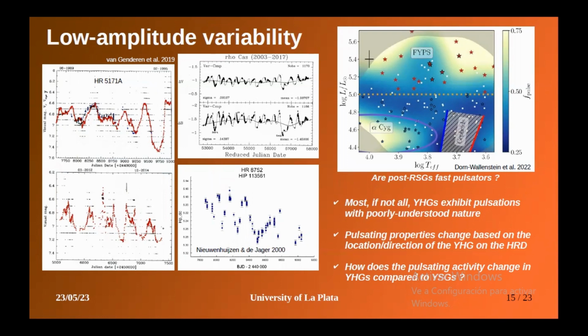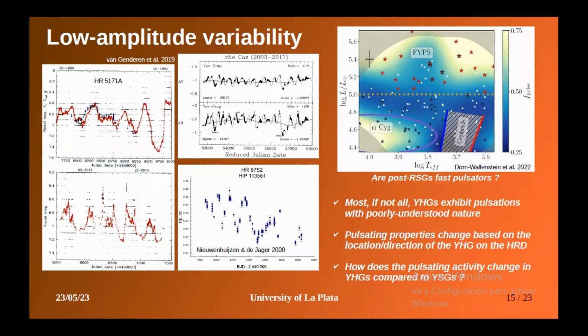The most recent work from Dorn-Wallenstein, 2022, worked on an LMC sample of yellow supergiants, where they reported that the very luminous yellow supergiants, above 5, displayed evidence of high frequency pulsations compared to their less luminous counterparts. And this has been thought to be the result of post-red supergiant evolution. So a scenario is that post-red supergiants may be fast pulsators.